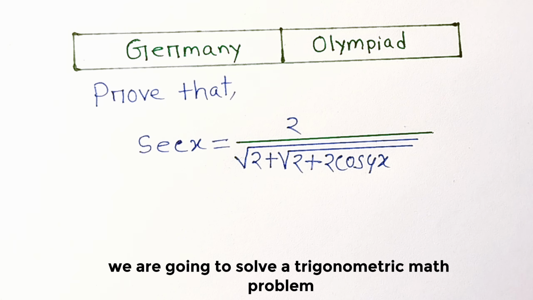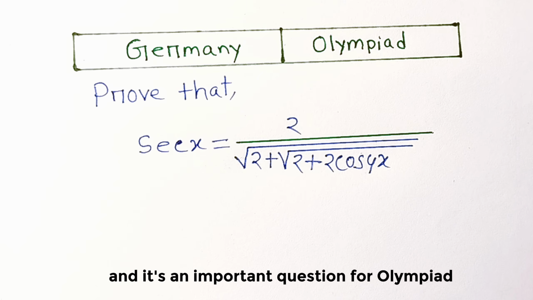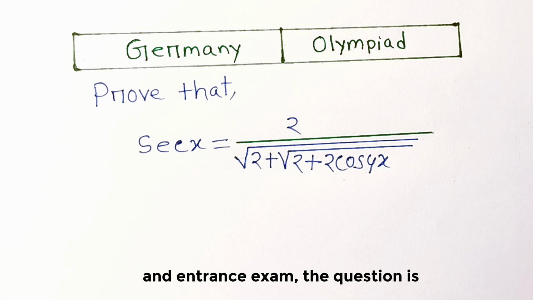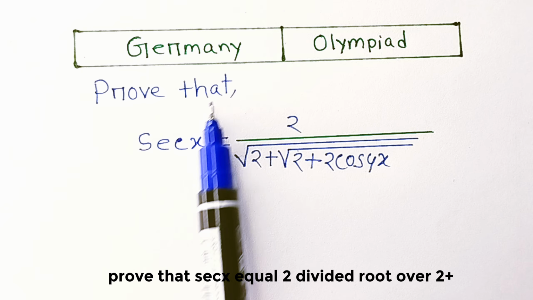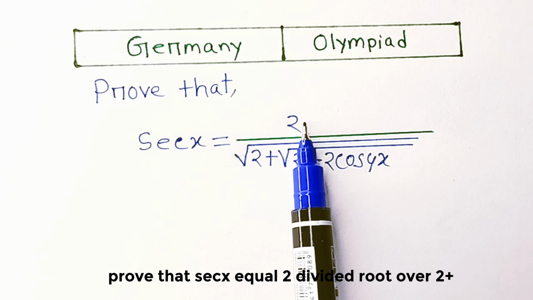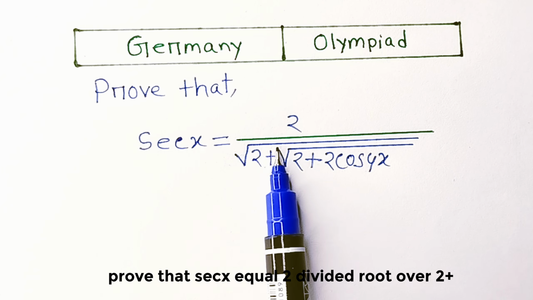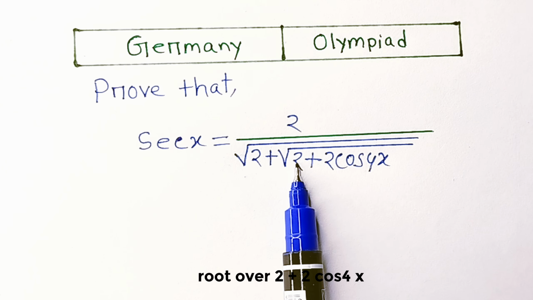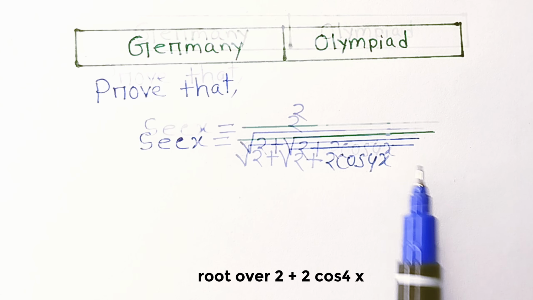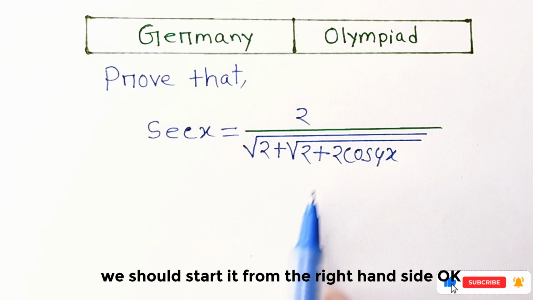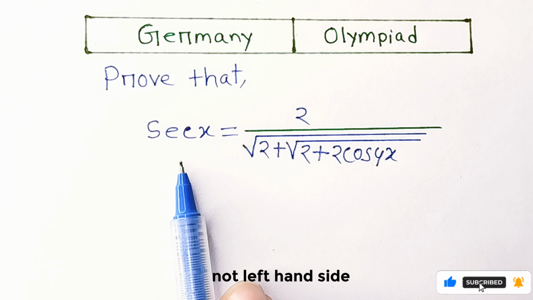Today we are going to solve a trigonometric math problem, and it's an important question for Olympiad and entrance exam. The question is, prove that sec x equals 2 divided by root over 2 plus root over 2 plus 2 cos 4x.